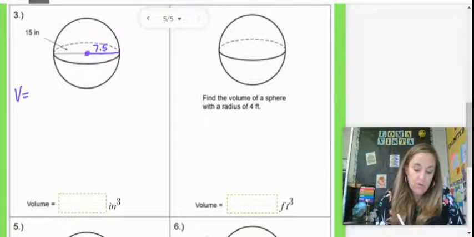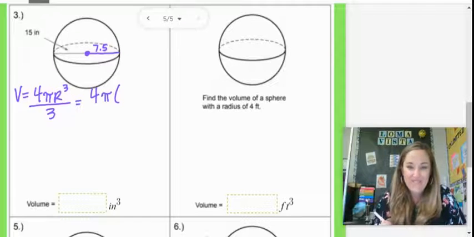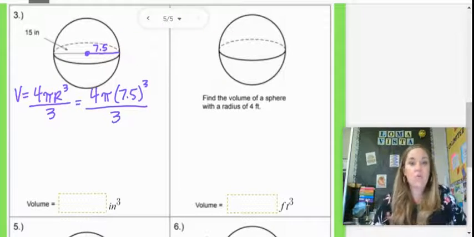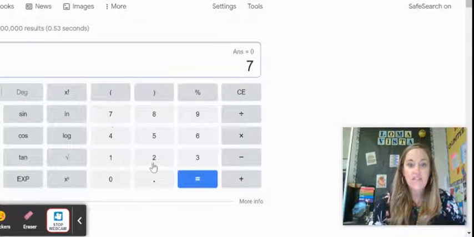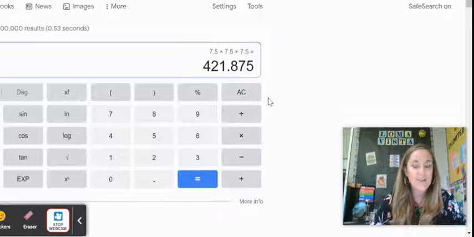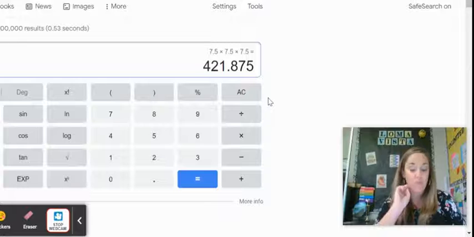So I'm going to first write my formula for 4 pi r cubed divided by 3. And then I'm going to plug in, the R is the only thing to plug in. We don't have a height for the sphere. So we have 7.5. Okay. And now, let me Google calculator so you can see what I type in. Okay, so I'm going to do 7.5 times 7.5 times 7.5. This is different than the other ones because the other ones we were just putting to the second power. This sphere is to the third power, so I did it 3 times.